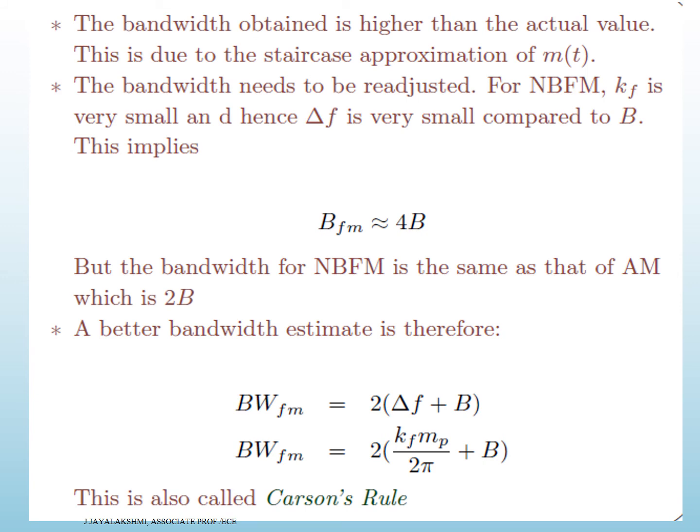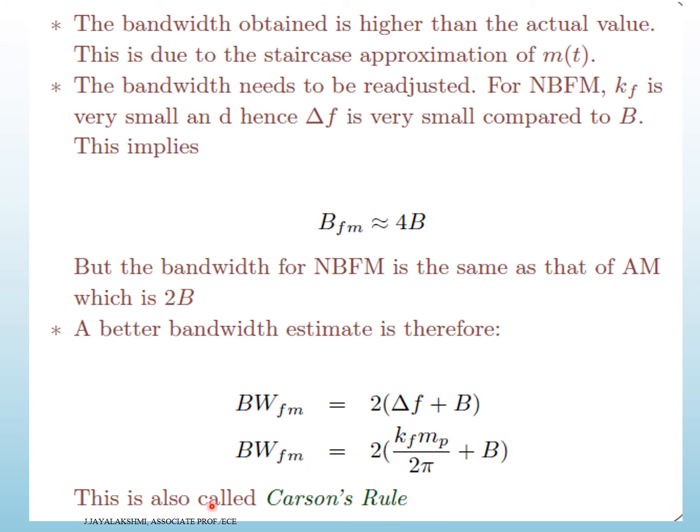So, for narrowband FM, Kf is very small, and hence del f is very small compared to B. This implies the bandwidth of the FM is approximately equal to 4 times B, that is the bandwidth of the baseband signal. But the bandwidth of the narrowband FM is the same as that of the AM, which is 2B. So, a better bandwidth estimate is given by these formulas: the bandwidth of the FM, in case of narrowband and wideband, is given as twice del f plus B, or in place of del f you substitute Kf mp by 2 pi, plus B.